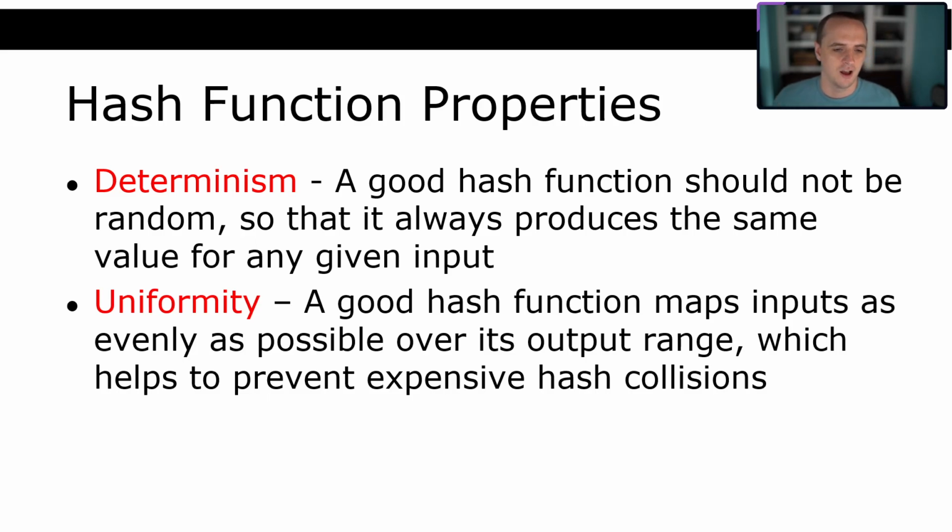Uniformity. A good hash function is going to map the range of possible inputs as evenly as possible over the output range. And what that's going to do is help prevent expensive hash collisions. A hash collision is just when two inputs are mapped to the same output value. So for example, let's say we were trying to hash a large number into a smaller number, right?